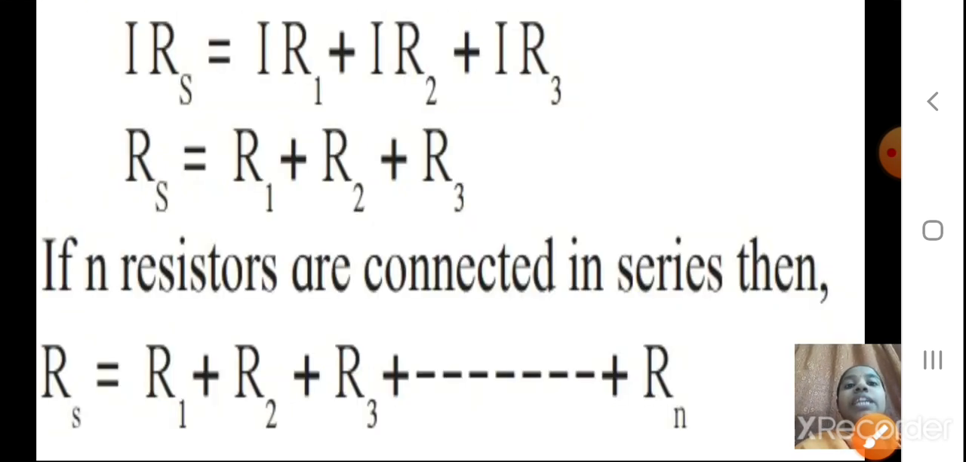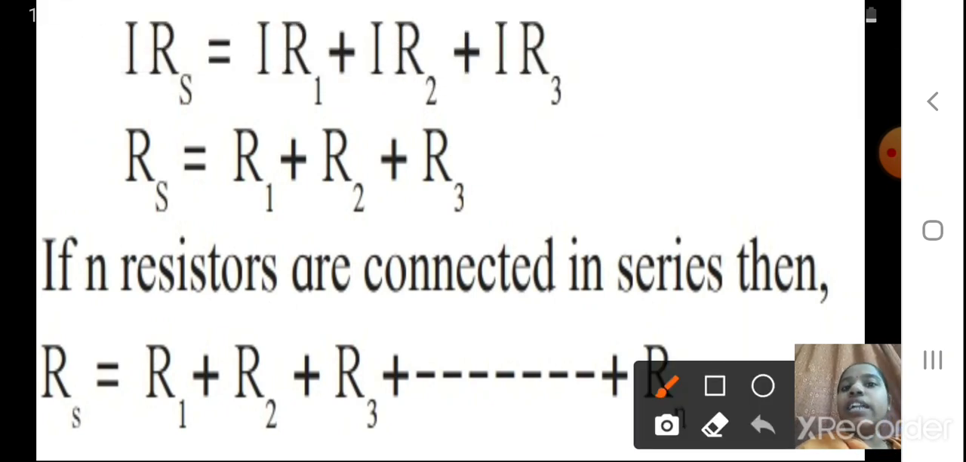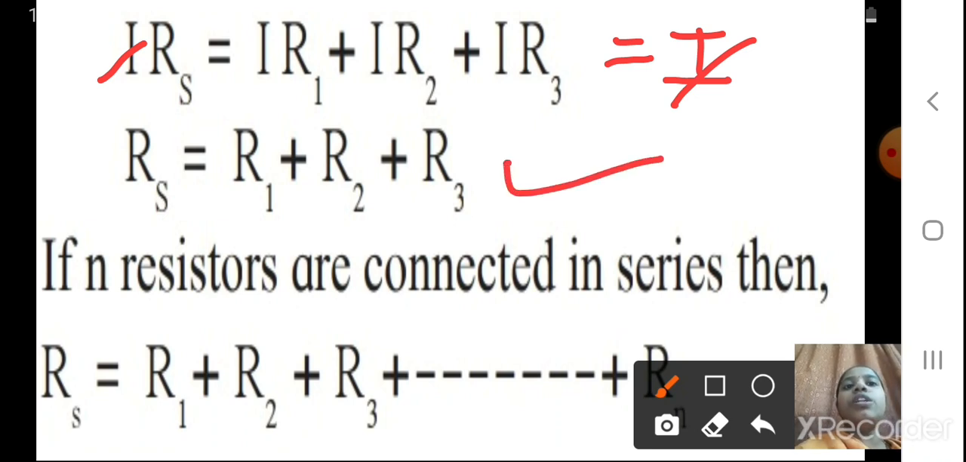So students, we get it. IRS is equal to, as I told you, IR1 plus IR2 plus IR3. Now here, the current I is a constant value, it is the same. So what can I remove? I can take I common from here, for all of these. Then this I and this I get cancelled out. Then what is remaining? RS is equal to R1 plus R2 plus R3.